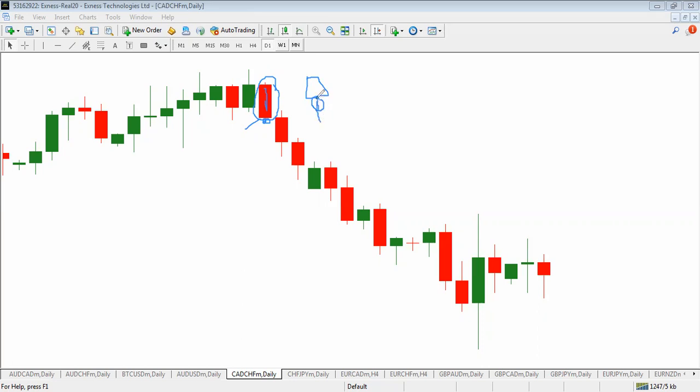But if the tail here is very short and this body here is a bearish candle, it therefore means that the sellers are very strong. So what does this mean? It means the sellers are very strong in the market.